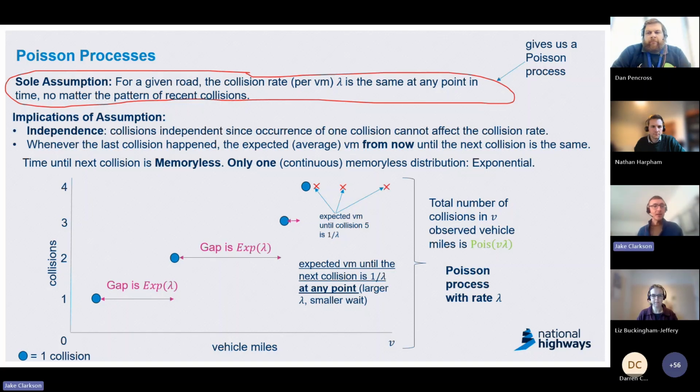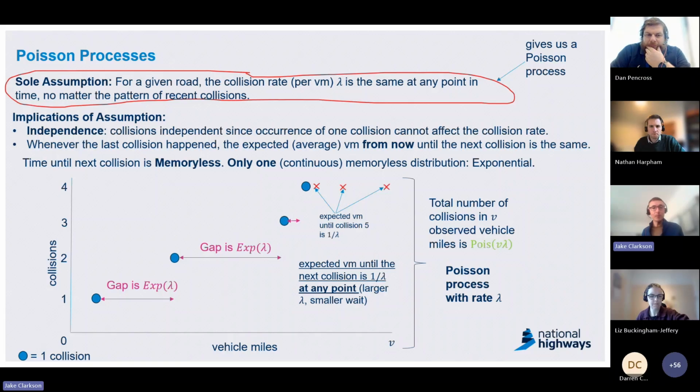So, implications of this assumption. Firstly, it means that collisions must be independent, since the occurrence of one collision cannot affect the collision rate, because the collision rate is the same at any point in time. It also means that whenever the last collision occurred, the expected or average amount of vehicle miles from right now until the next collision must be the same. So essentially, there's no concept of, oh, we haven't had a collision for a while, or we must be due one, because the collision rate is the same at any point in time, no matter what has happened.